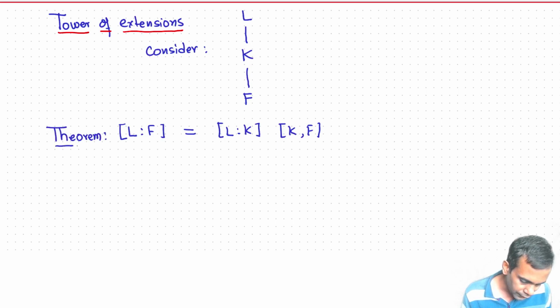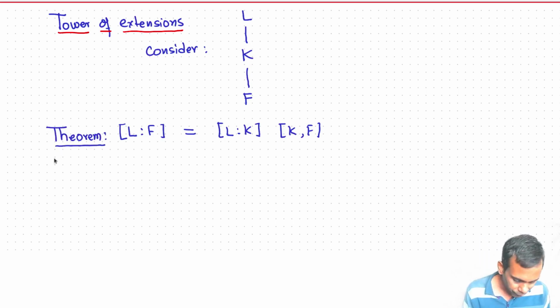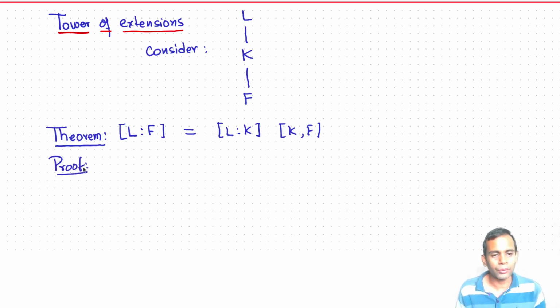This is not a very difficult theorem to prove. If you just think about it, you'll probably come up with a proof very similar to what I'm going to give here. So you can try pausing the video and trying to come up with the proof. Or you can watch a little bit and then try to finish the proof. So what we'll do is we will construct a basis of L over F from a basis of L over K and a basis of K over F.